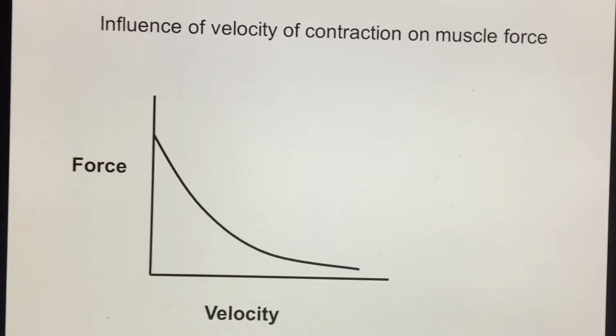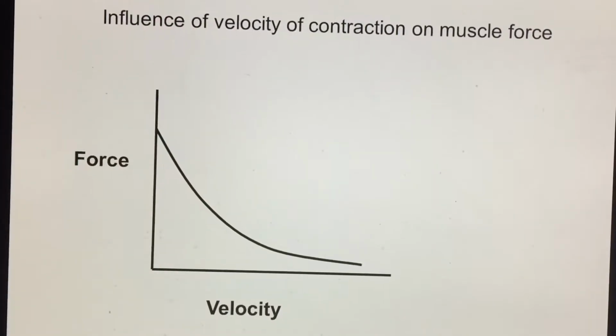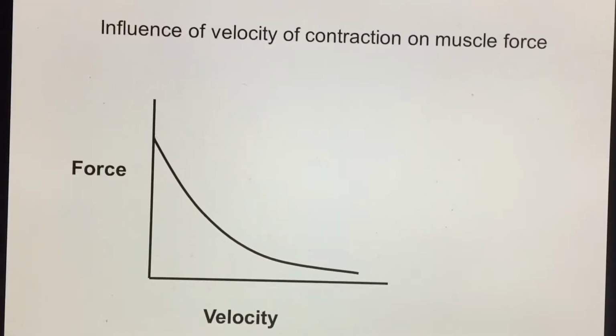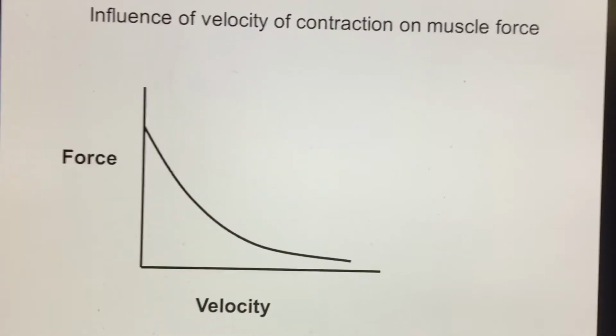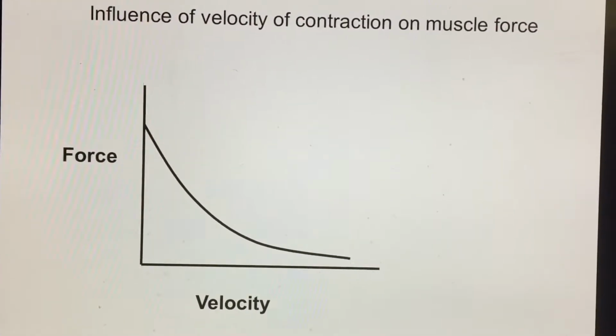And the force output is low at high velocities because actin and myosin cross bridges are sliding past each other very fast, and they can't form strong cross bridges when they're moving very fast.